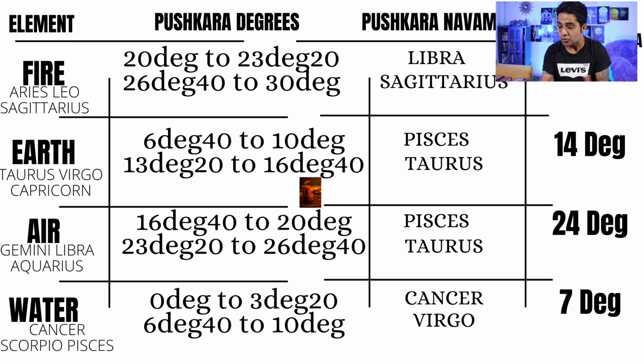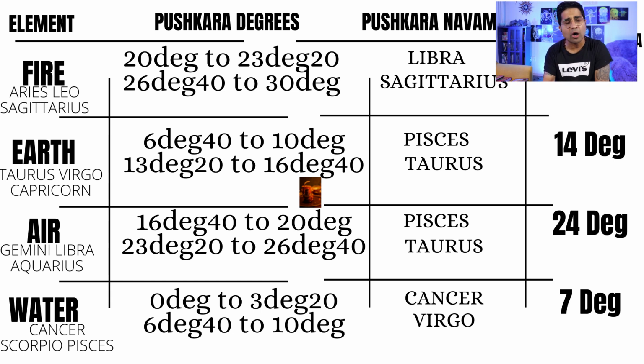So same way friends, when we talk about the next category of the element, which is the air element, in which Gemini, Libra and Aquarius come, the Pushkara degrees are from 16 degree 40 minutes to 20 degrees, which is the Pisces Navamsa, and 23 degree 20 minutes to 26 degree 40 minutes, which is the Taurus Navamsa. So any planet which is going to be placed in these degrees, that planet is going to stay protected or is going to feel nourished in its natural signification.